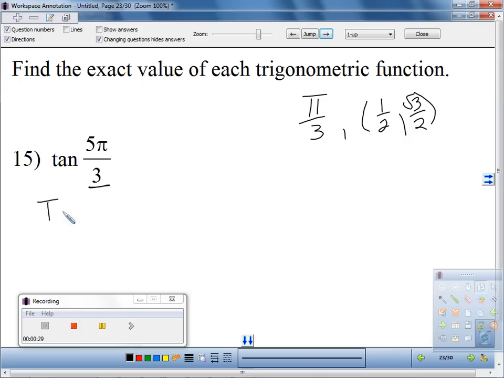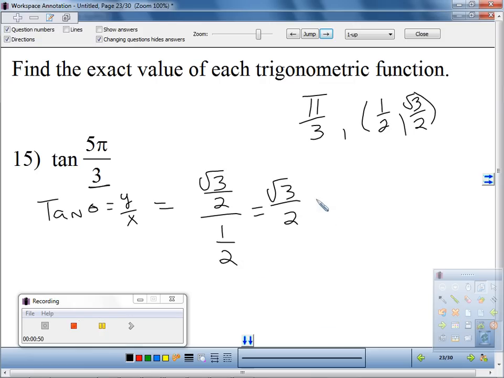Now, tangent is going to be y over x. So what we'll end up doing is having the square root of 3 over 2 over 1/2. We'll end up flipping this because when we divide by a fraction, we flip and multiply. So we end up with the square root of 3 over 2. I really don't care if you show all these steps. If you understand how I'm coming up with this, we end up with the square root of 3. Now we have to figure out if it's positive or negative.